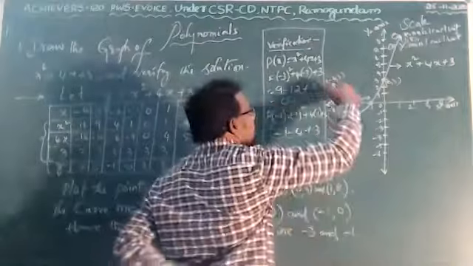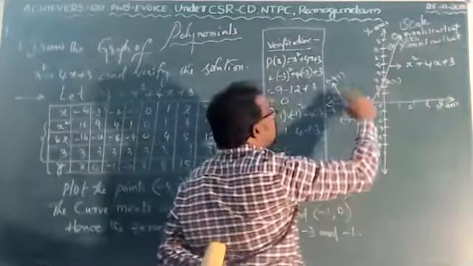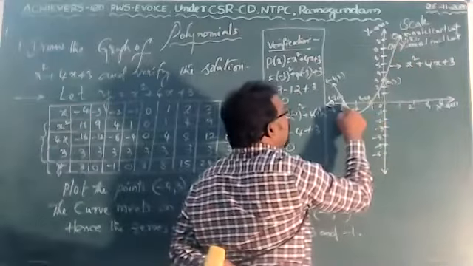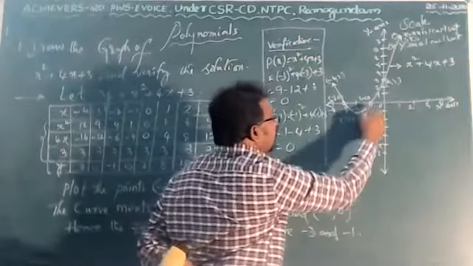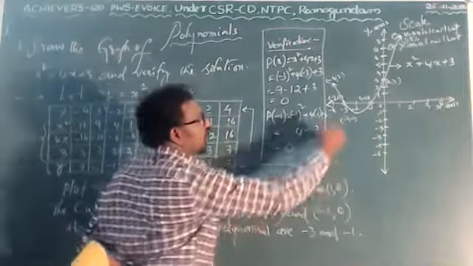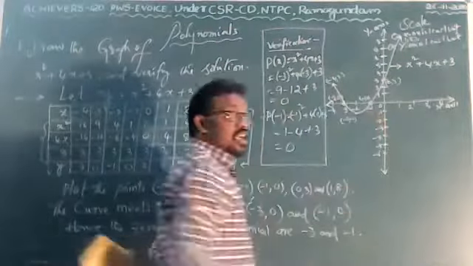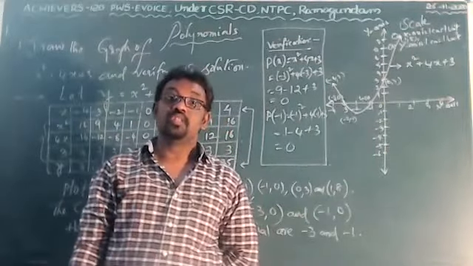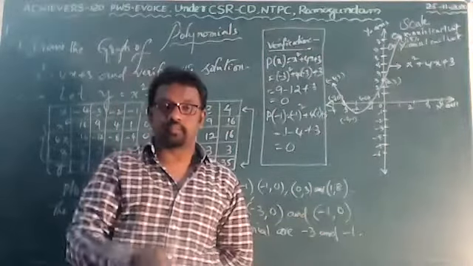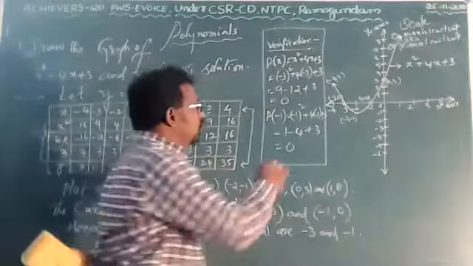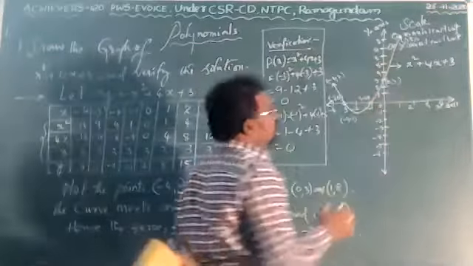So this is the parabola shape. Where the parabola intersects, at -3 and -1, these are the zeros of the given polynomial. And this is the graph part. Is it clear?